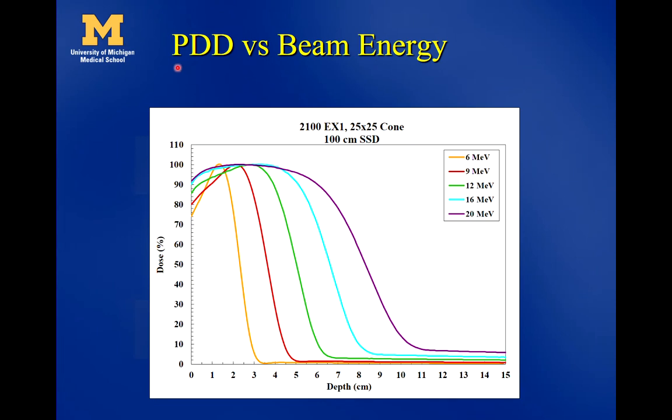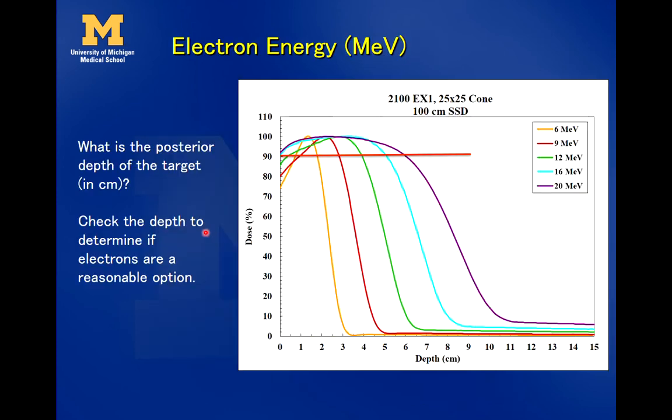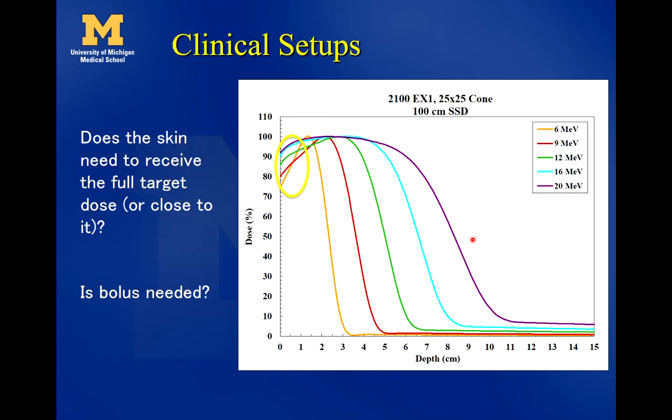So these are typical percent depth doses versus beam energy for 6, 9, 12, 16, and 20 MeV. Some characteristics that you can see here: you can ask the question, what is the posterior depth of the target? That's basically our prescription depth, or D90. So here I'm striping this D90 through. We can pick off different depths to know what prescription we want to determine.